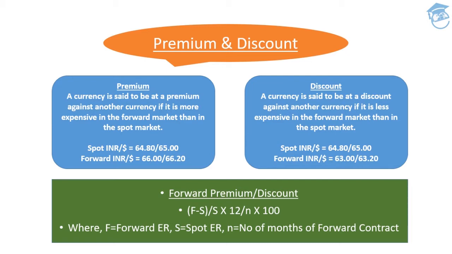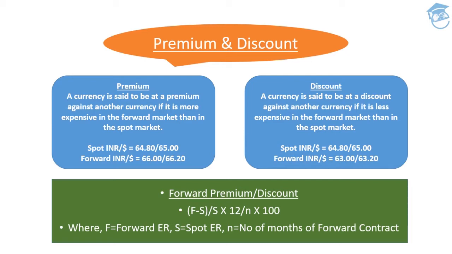Now exactly the opposite is the case with discount. A currency is said to be at a discount against another currency if it is less expensive in the forward market than in the spot market. Now take the same kind of example. Today if I go to the market and ask the banker for $1, he'll say I need to pay 65 rupees. After 2 months, the forward rate available is that I need to pay only 63.20. So what do I conclude from this?